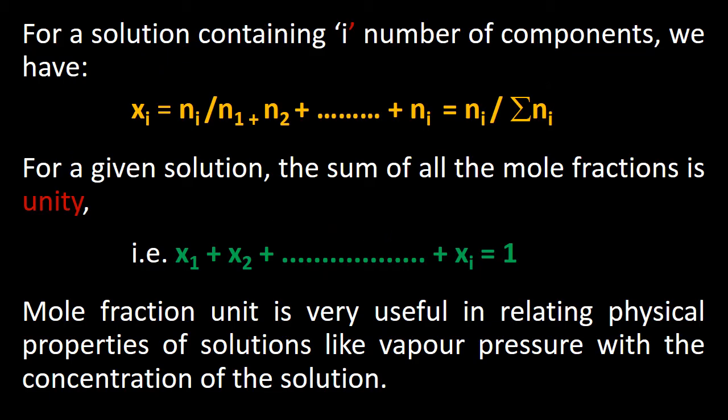For a solution containing i number of components, we have Xi is equal to Ni divided by N1 plus N2 plus so on plus Ni, which is equal to Ni divided by the summation of Ni. For a given solution, the sum of all the mole fractions is unity, that is x1 plus x2 plus x3 plus so on plus xi is equal to 1. Mole fraction unit is very useful in relating physical properties of the solutions, like vapor pressure, with the concentration of the solution.